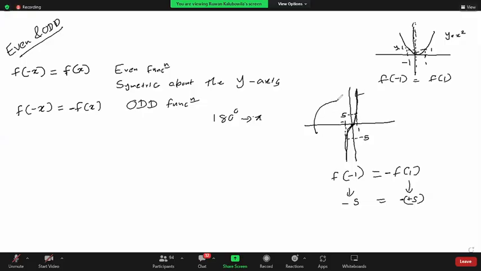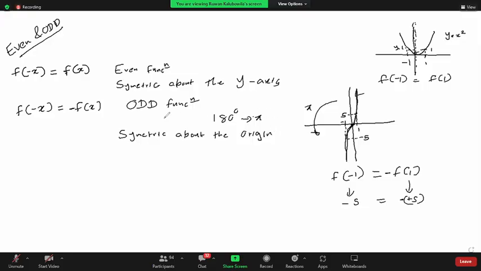You rotate this one, and again you receive the same kind of graph. This has a rotational symmetry. So we call this symmetric about the origin. You have to rotate about the origin, not other points. Symmetric about the origin.